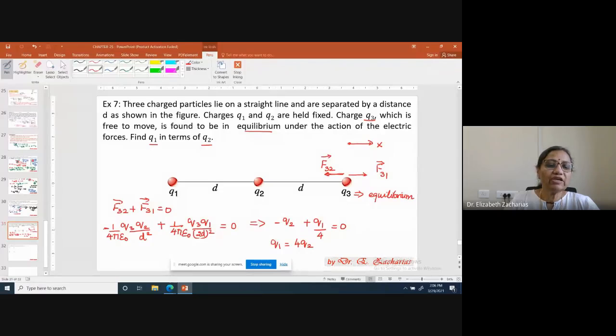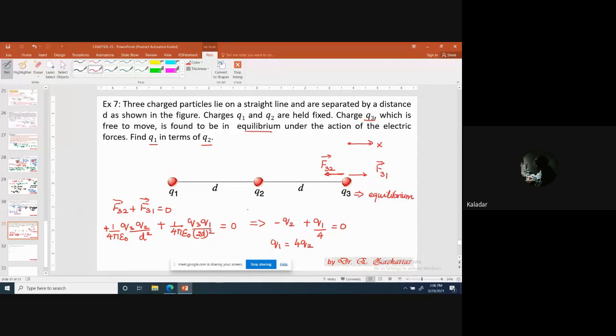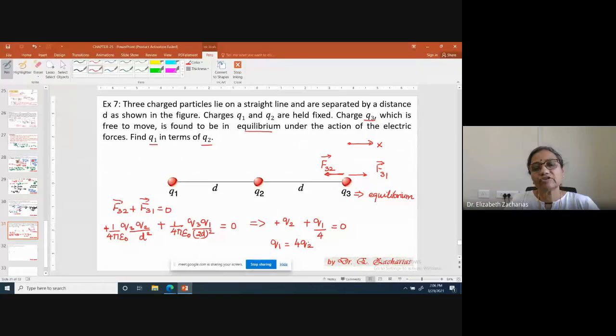Okay, so I need not put this. Yes, when Q1 and Q2 have the same sign, then you will get Q1 equal to minus 4Q2. So from here you are able to get Q2 in terms of Q1 or Q1 in terms of Q2, and you're seeing that they have to be necessarily of opposite sign. Only then can you have this kind of a configuration.